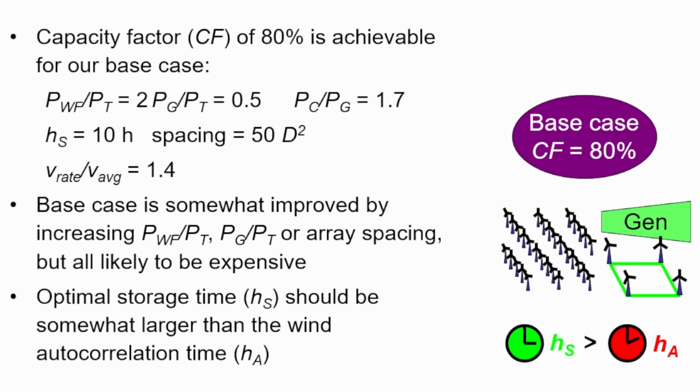The base case is somewhat improved by increasing the number of wind turbines or the rated power of the wind park in relation to the transmission line. It is improved also by upscaling the generator power in relation to the transmission power or by array spacing, but possibly they are all more expensive. The optimal storage time should be somewhat larger than the wind autocorrelation time.